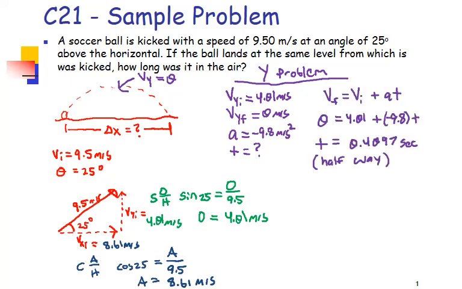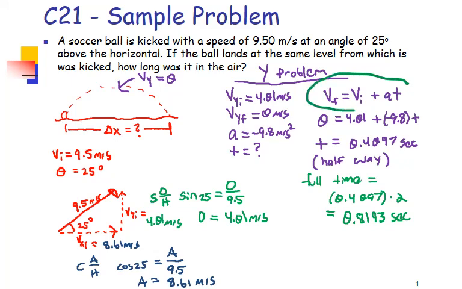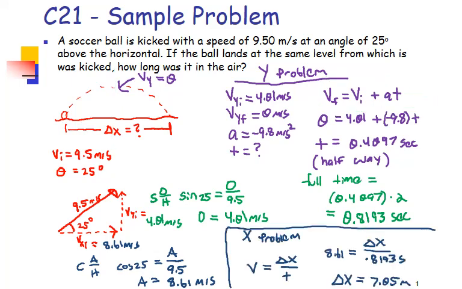All right, so we should get 0.4097 seconds halfway. We multiply that by 2, so the full time is going to be 0.8193 seconds. So final velocity equals initial velocity plus acceleration times time will help us find the time halfway, and then we multiply by 2 to get the time the full way. And then Vx times time, which is rearranging our basic velocity equation, gives us a distance of about 7.5 meters.